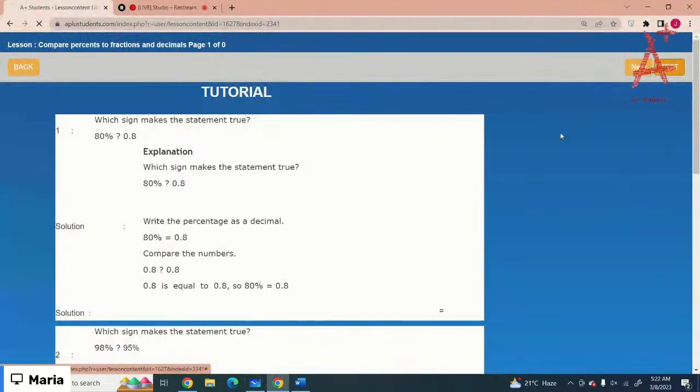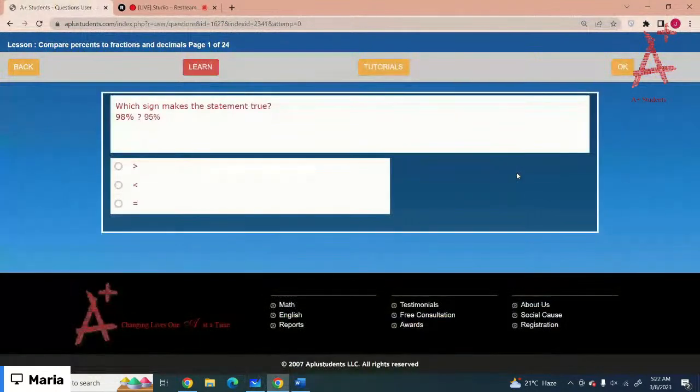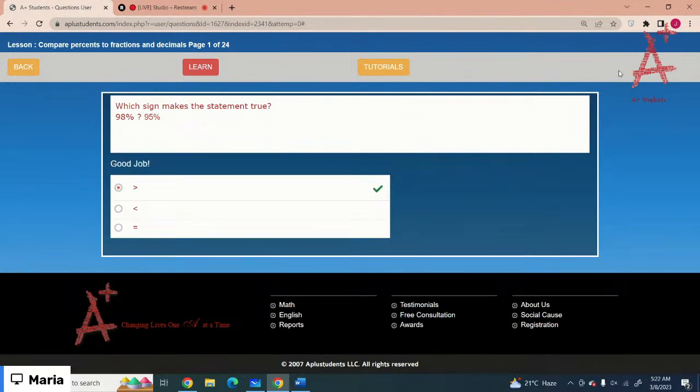Let's start with the test questions. Okay. Which sign makes the statement true? 98%, 95%. So is 98% greater than 95% or less than 95%? 98% is greater than 95%. They both are in percentages, so you can compare them. Got it?